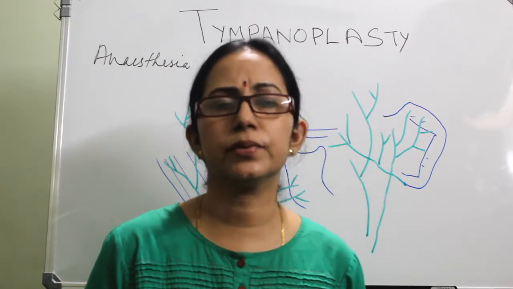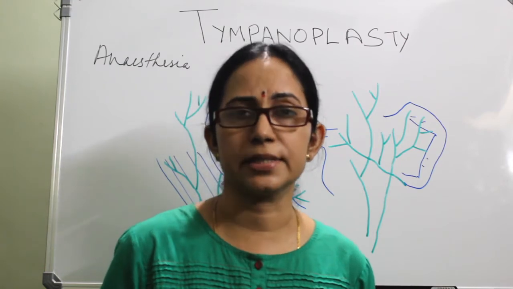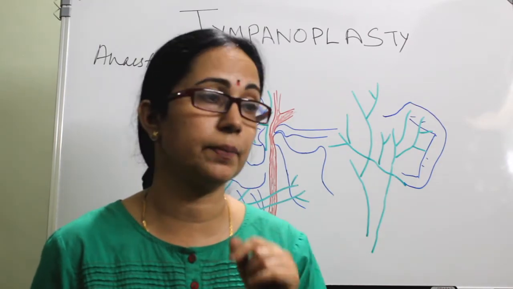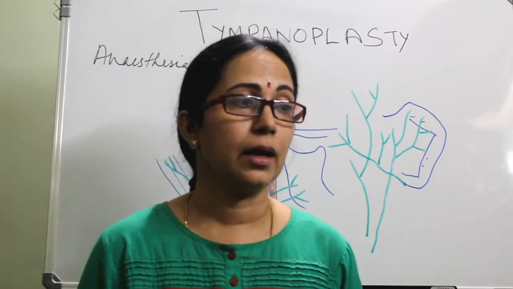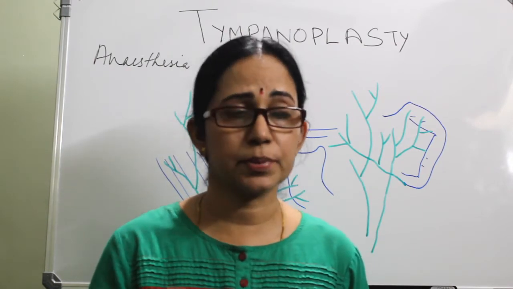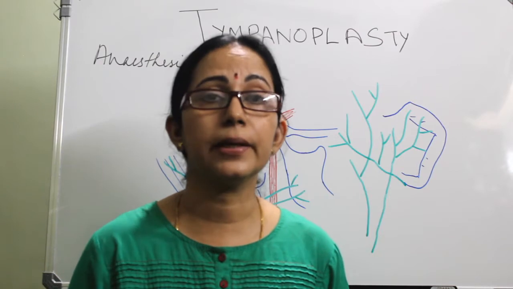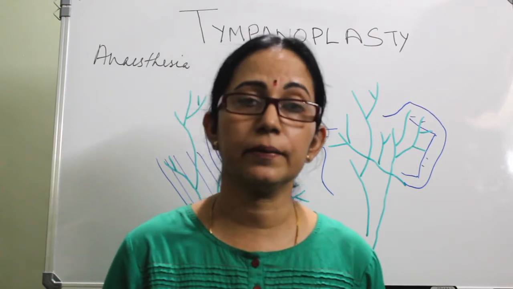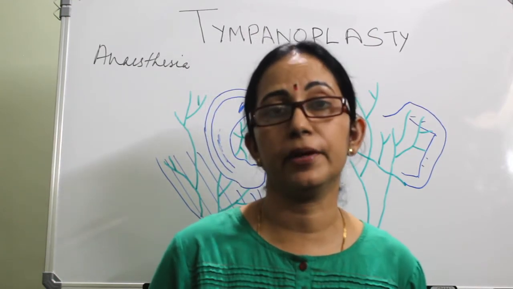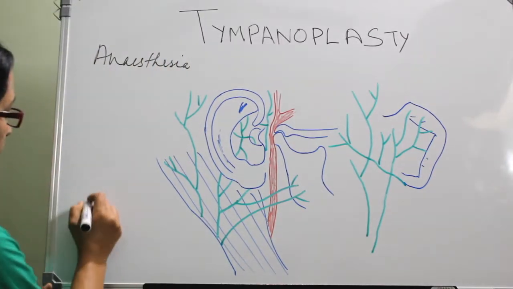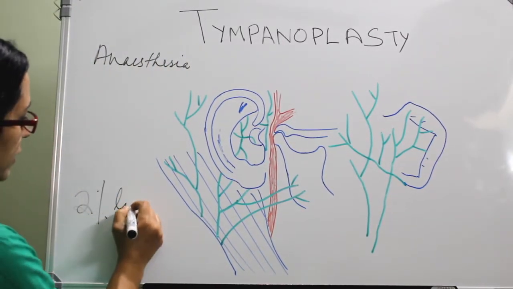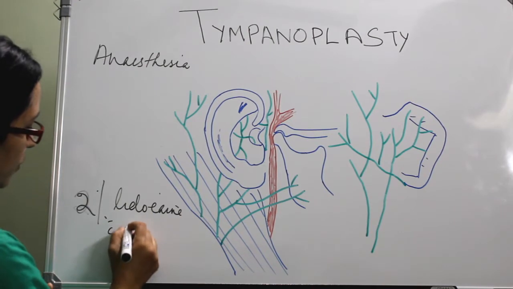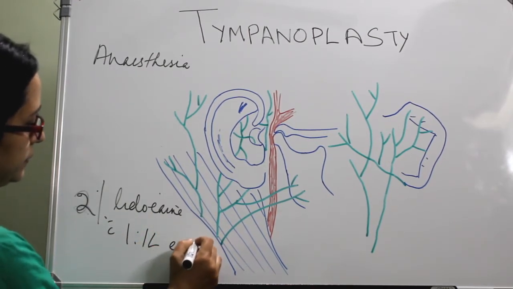Most of the surgeons prefer local anesthesia with adequate sedation. Local anesthesia with adequate sedation is preferred by the majority nowadays. And ear surgery, especially micro ear surgery, should be in a completely bloodless field. So along with 2% lidocaine, 1 in 1 lakh epinephrine is usually used. Okay, so 2% lidocaine with 1 in 1 lakh epinephrine is used.